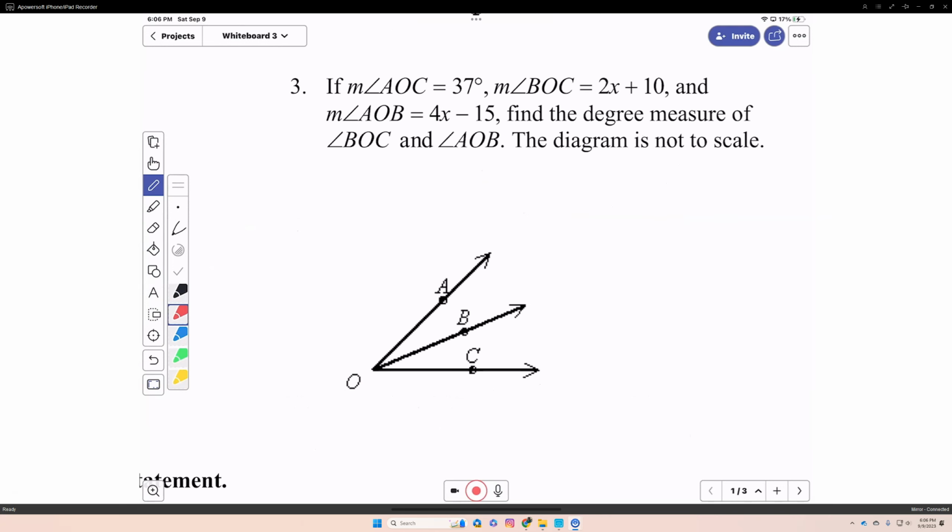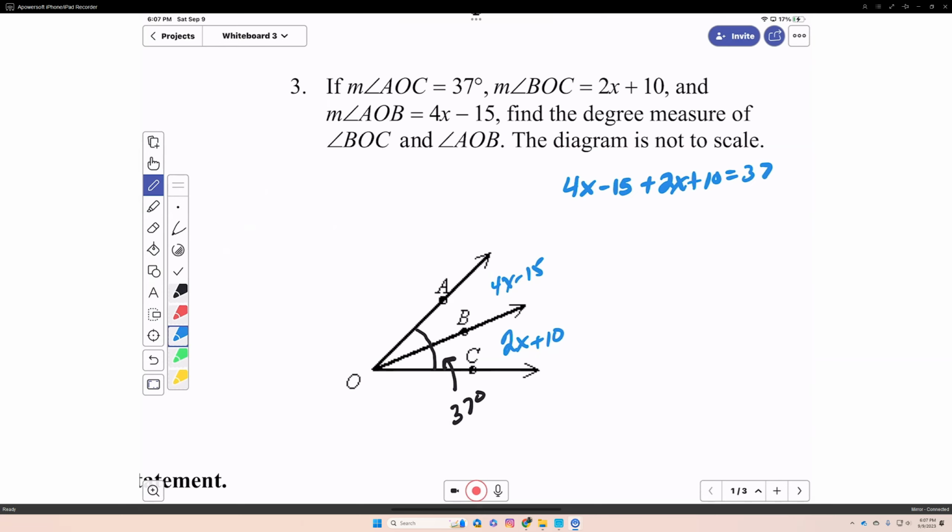Number 3, if the measure of angle AOC, which is the entire acute angle, and I'm going to draw an arrow here, the acute angle is 37 degrees. And I know that the measurement of angle BOC is 2x, which is a smaller acute angle. This is 2x plus 10. And the other angle is 4x minus 15. Then we know through the angle addition postulate that two smaller angles form the larger angle. So I have 4x minus 15 plus 2x plus 10 equals 37.